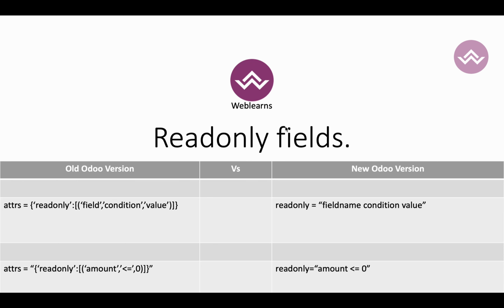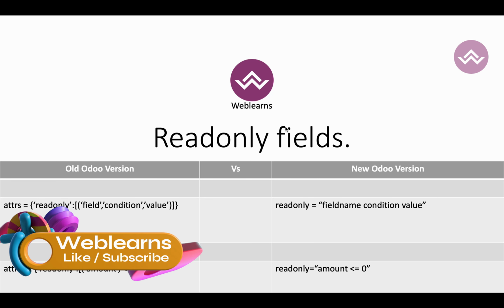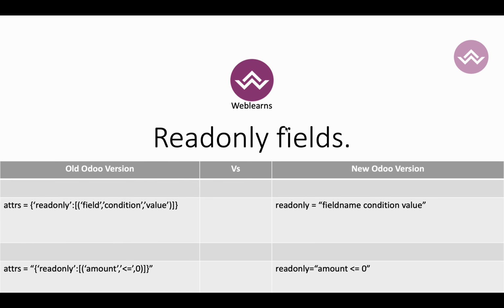So here the main change is, in the attrs the key should be read only, and again we have to pass the list of tuple: the field, condition, and the value. As an example, you can see attrs equal to, in a double quote in a dictionary format, as a key we have to mention read only colon, and after that a list of tuple. The field name is a string, so we have to provide it in single quotes, comma, less than equal to as a string, right? So we again need to provide single quotes, and the third value is 0. So in this way we can add.